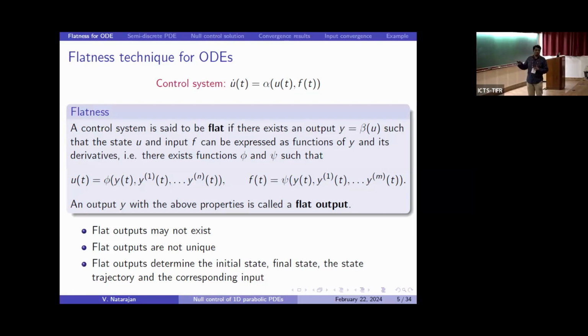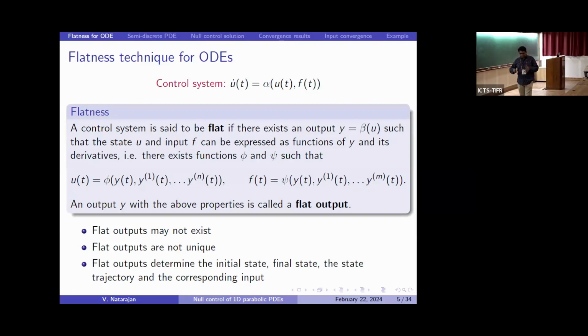I'm taking y to be a certain function, right? Then through this relationship, the flat output will determine the state of the system, the control system. Through this function, it will determine the input. And when you take this input, then the corresponding trajectory will be given by this u.